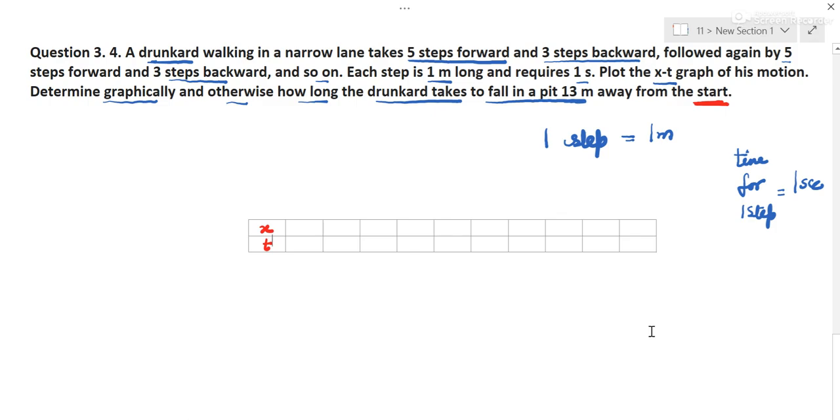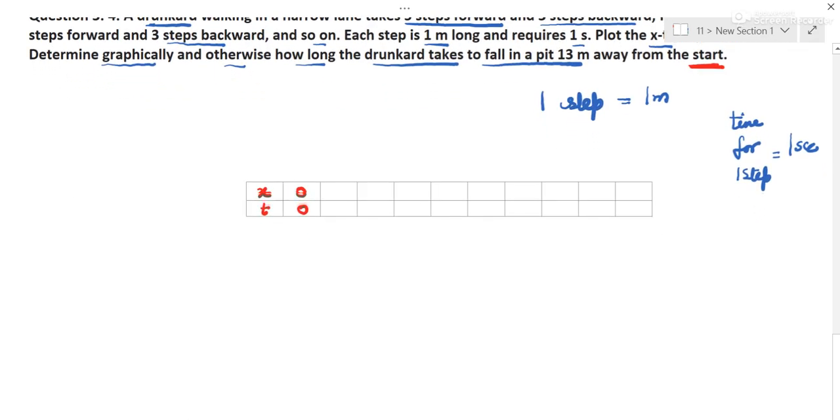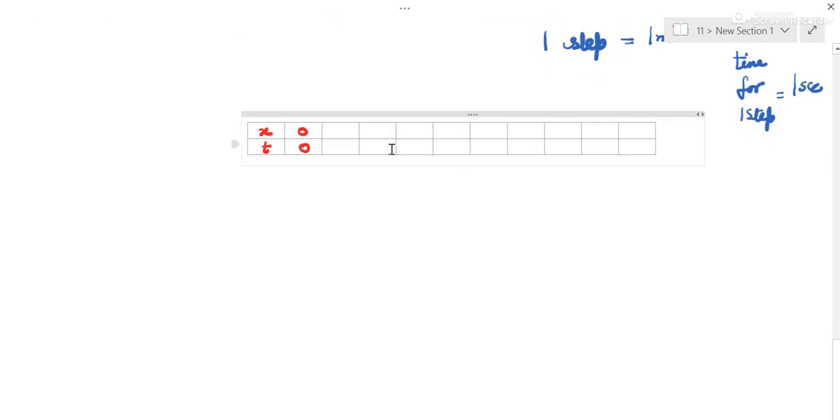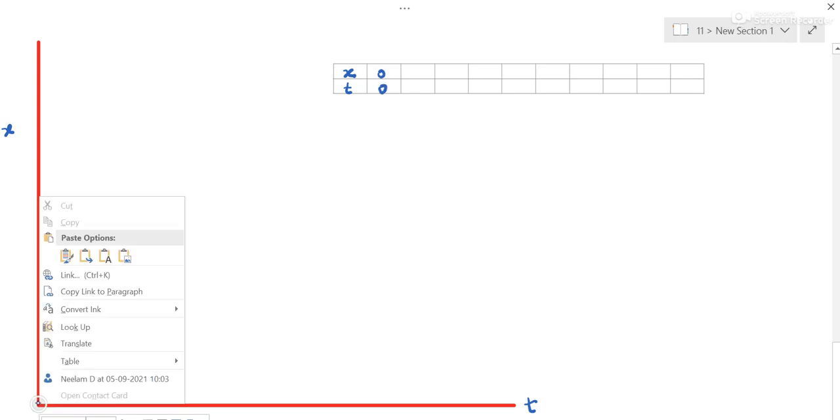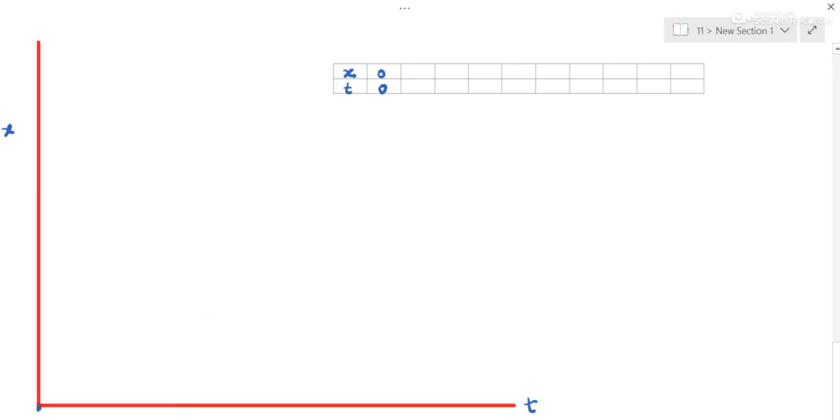So let us substitute. It starts with 0, 0 obviously. Position is 0 and time is also 0 in the beginning. So we can draw the graph. This is position and this is time. Position, time, 0, 0. So the first reading is this. 0, 0 is the origin.